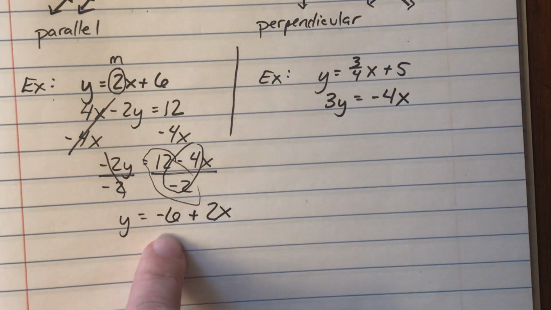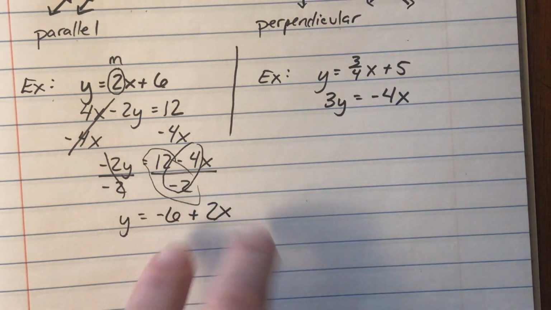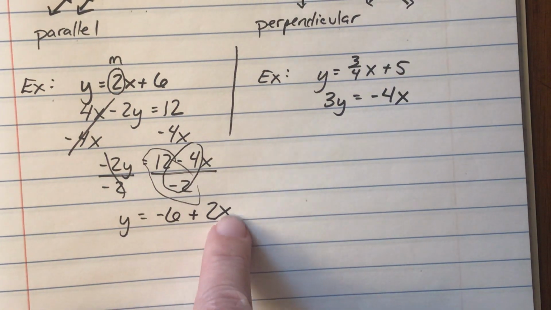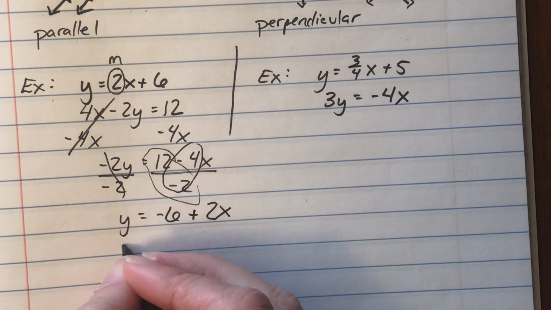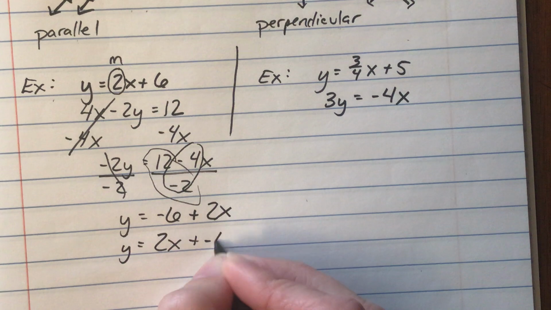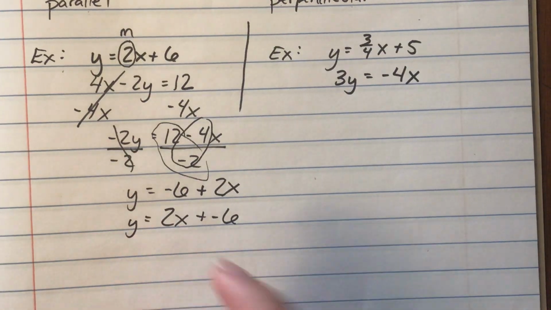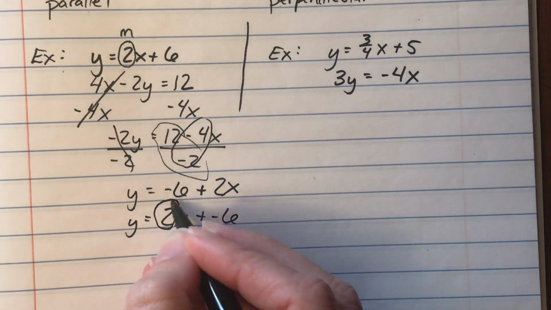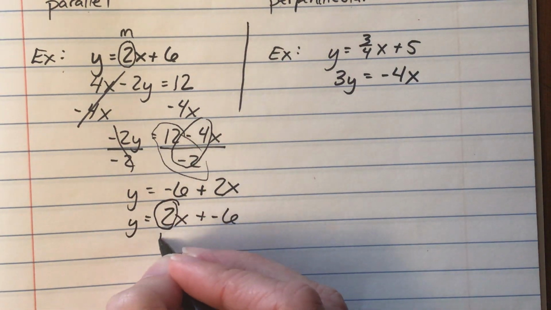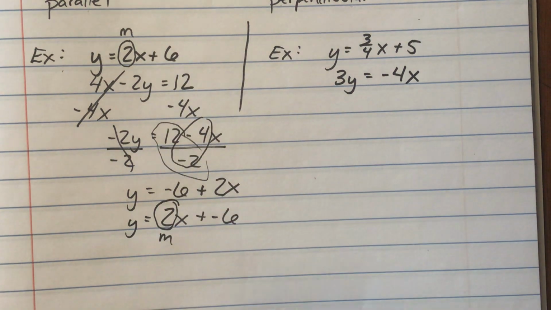Now, what do you notice about the slope of this line? Now that we have it in y equals mx plus b, and remember, slope goes in front of the x, we could switch this around if we wanted to. y is equal to 2x plus negative 6, or minus 6, if you want to write it back in y equals mx plus b form. But notice the slope here is the same. This is the m value, right? We had 2 in this first equation, we had 2 in this next equation.